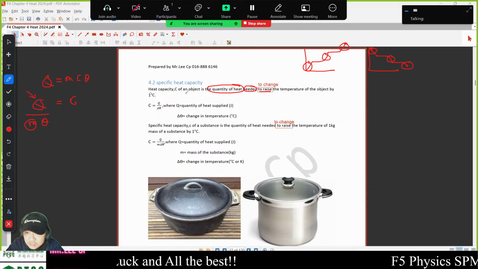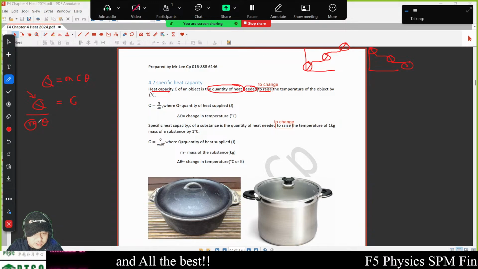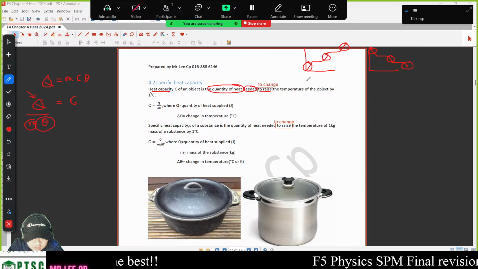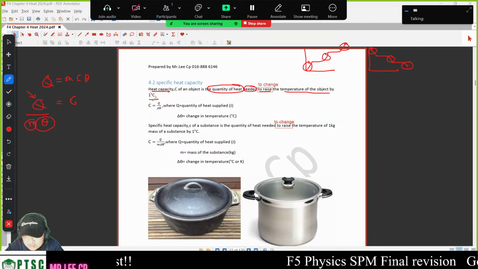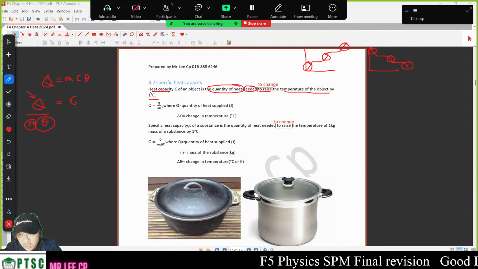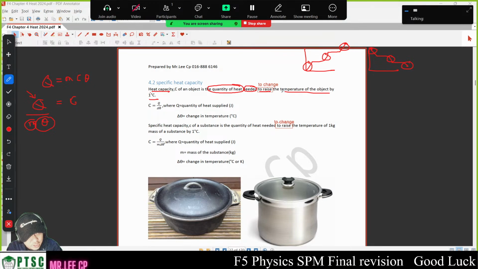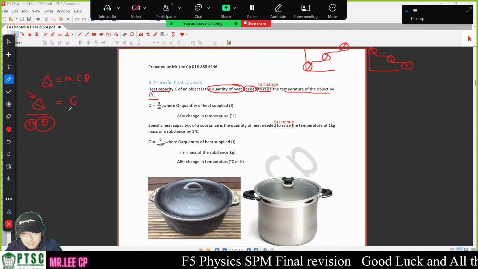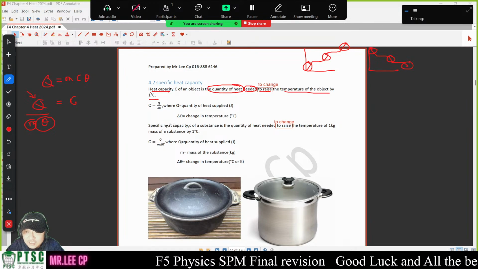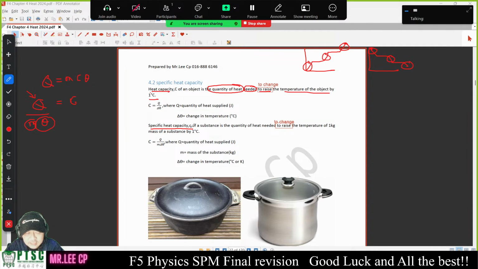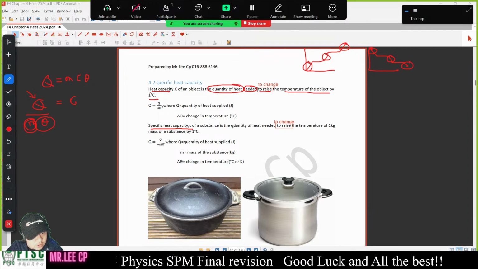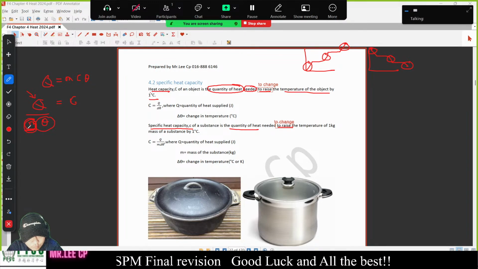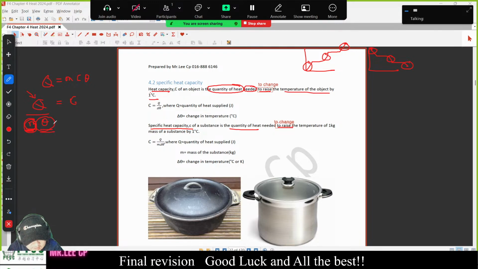Because of heat capacity, we don't know how many kg. So for m, you don't need to write 1 kg. Make sure you don't write 1 kg. I repeat one more time: energy needed to change the temperature of the object by 1 degree Celsius. But if they ask what is specific heat capacity, you need to add in 1 kg: energy needed to change the temperature of the object of 1 kg by 1 degree Celsius. Okay?